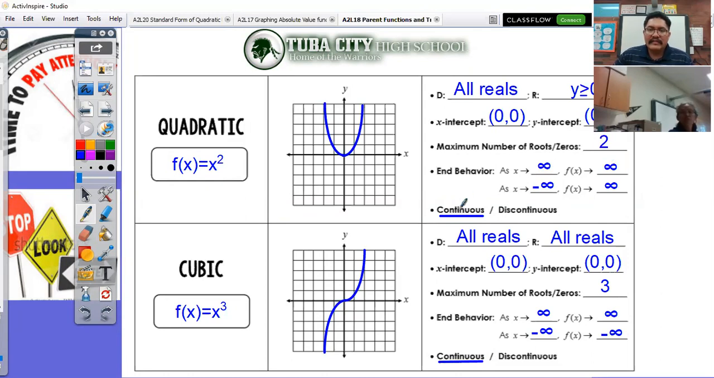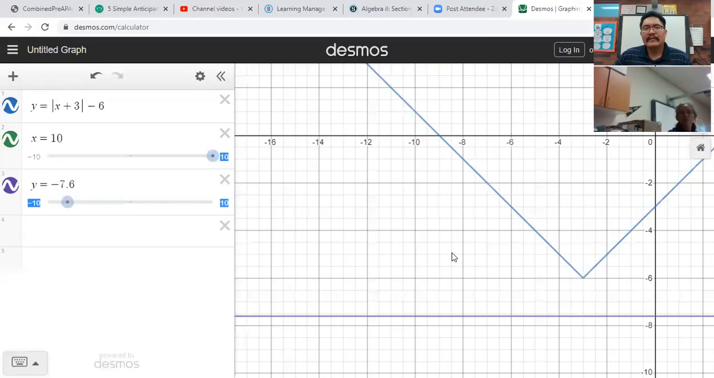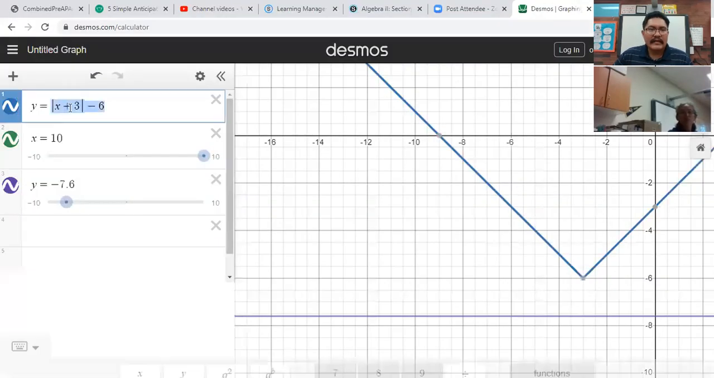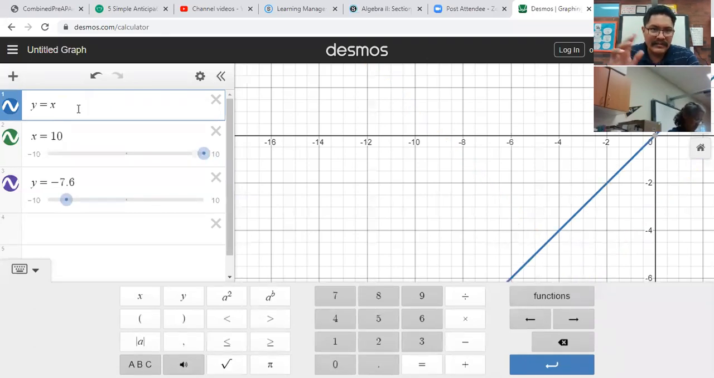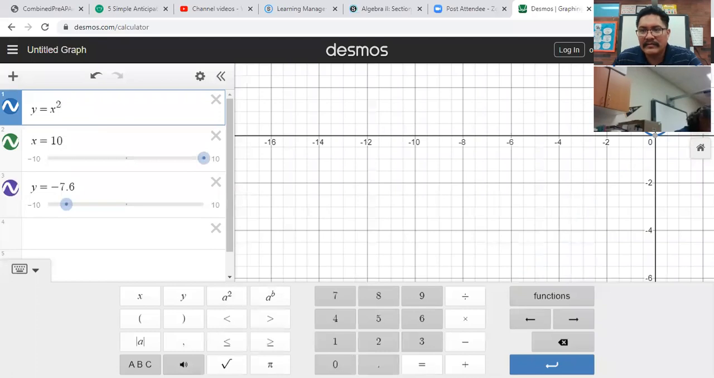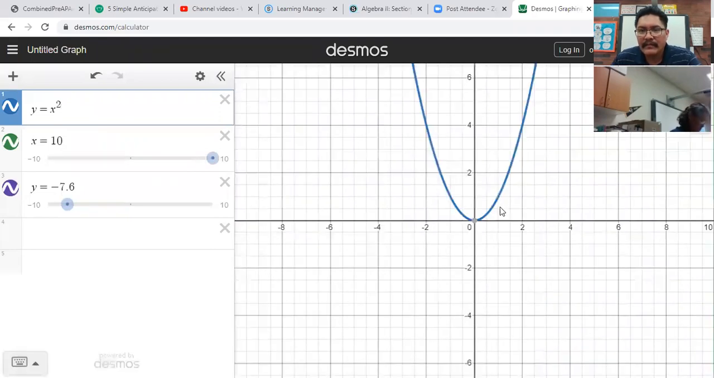And it's also continuous because there are no holes or gaps or breaks in that shape. So if I want to use it on Desmos, and this is a good thing to know, how you get the power on Desmos, you can just push this button down here, but we're going to need some other powers. I'm going to push the home button.